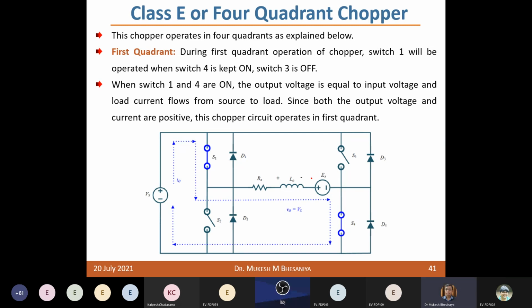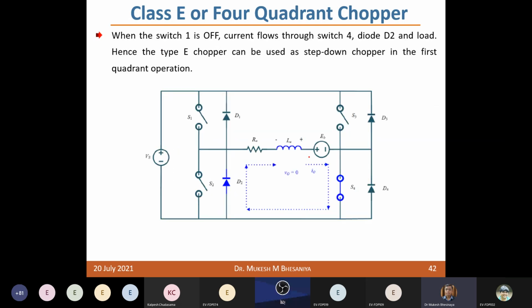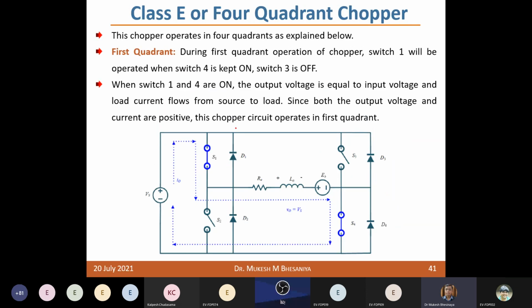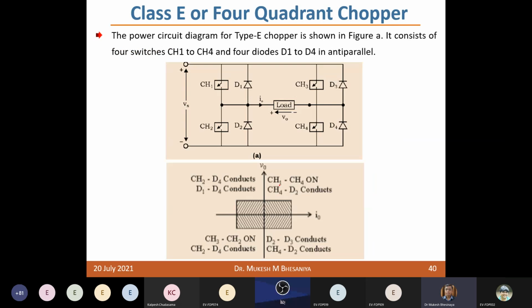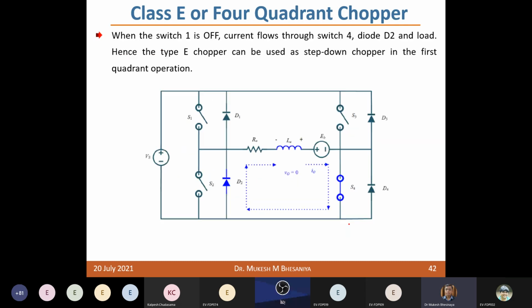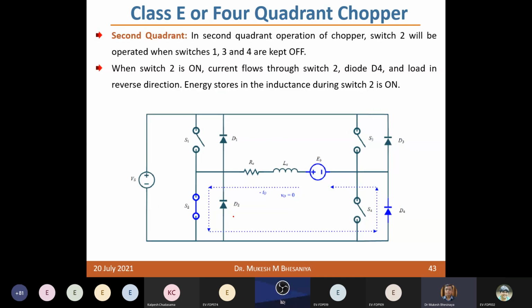So this is first quadrant operation where the voltage and current both are positive. This is again a first quadrant operation. Here in the first quadrant you are controlling switches S1 and S4, and that is what is mentioned here. So by controlling these, switch 1 is controlled and switch number 4 is continuously turned on. You control switch 1, and by doing that you can regulate the armature voltage across the motor.